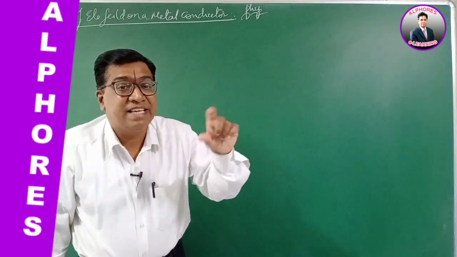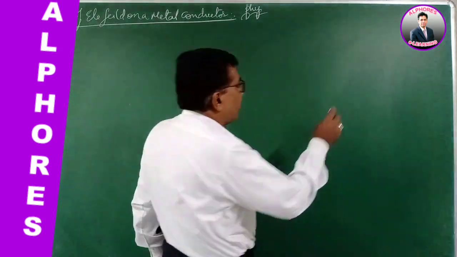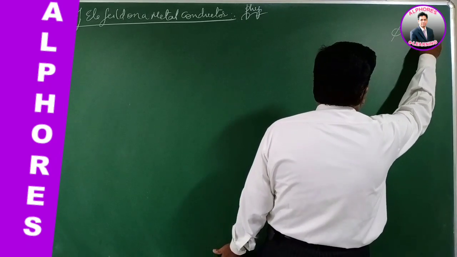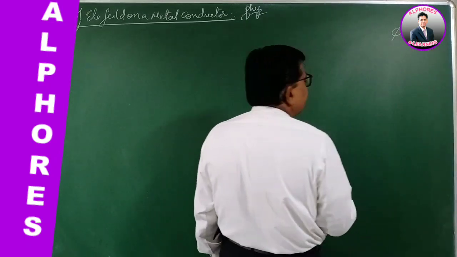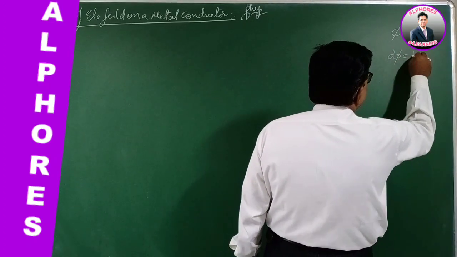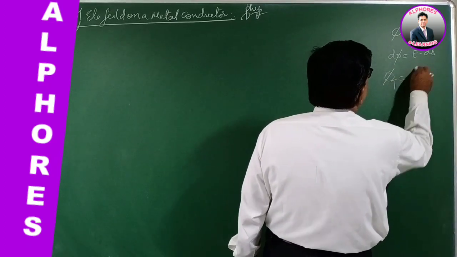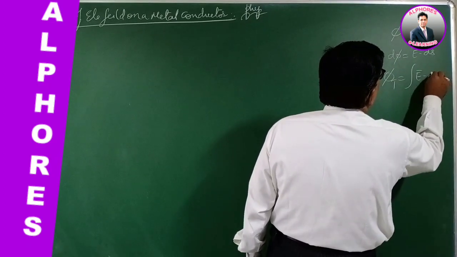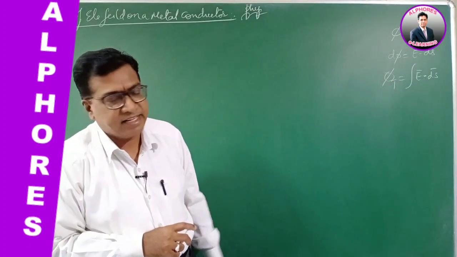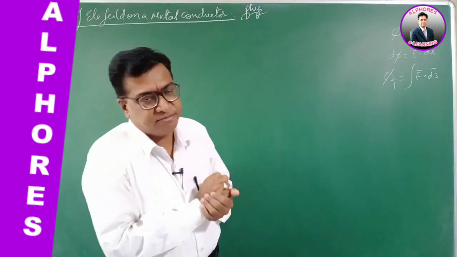So flux phi is E into A, E dot A, EA cos theta. For a uniform electric field, the flux is E dot A, and if the angle is the same, it will be EA. But for a non-uniform electric field, the small flux is E dot ds, so the total flux is the integral of E dot ds. So this way it is. In an electric field, there are lines of force.